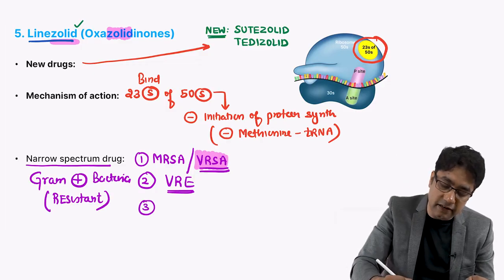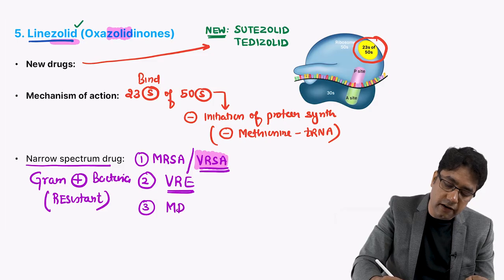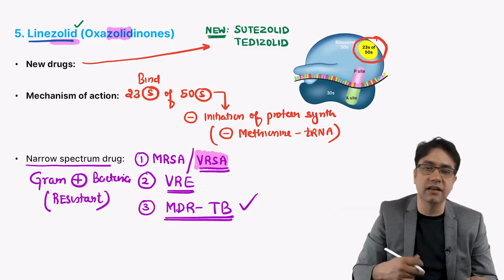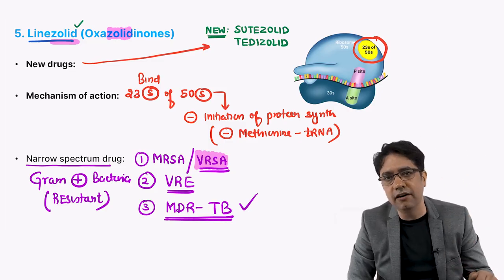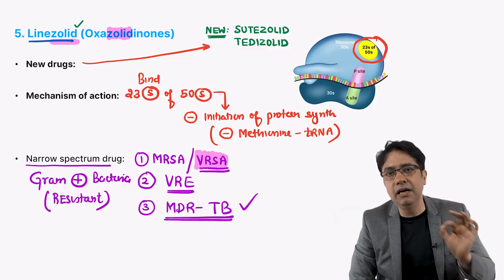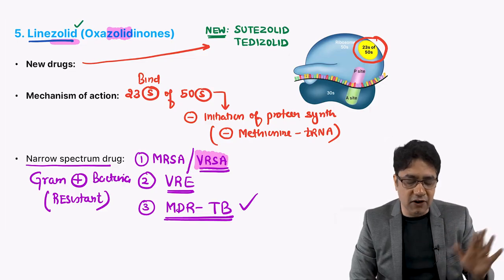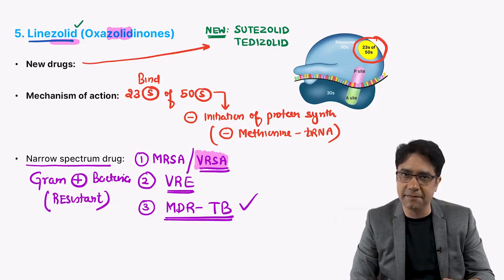Lastly, linezolid is a very important drug for gram-positive infection and MDR-TB. It is one of the very important drugs for the treatment of multi-drug resistant TB. So all are gram-positive resistant bacteria.